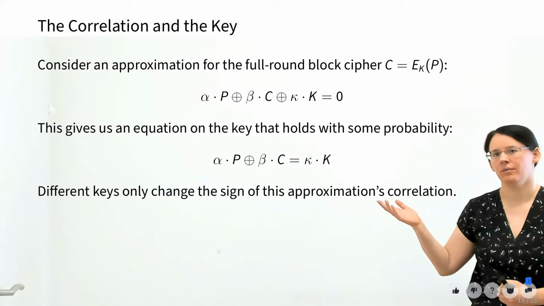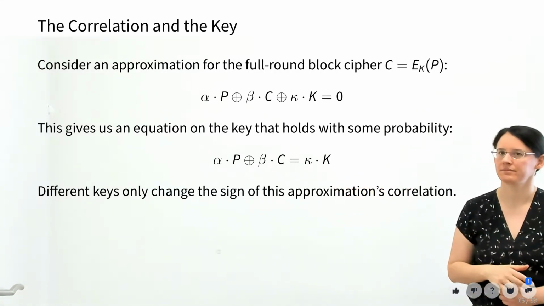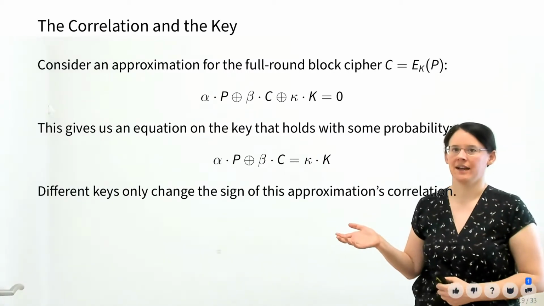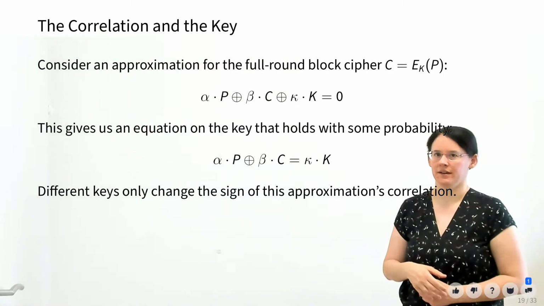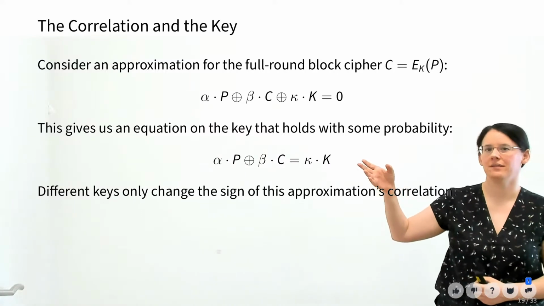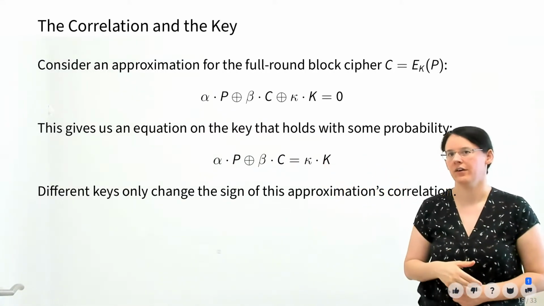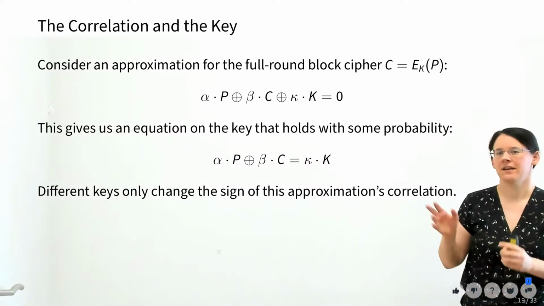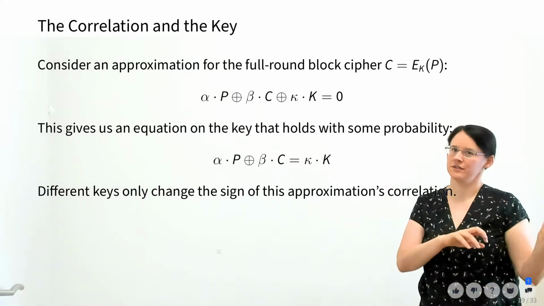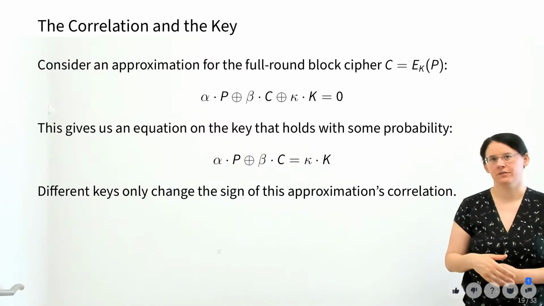And what changes about this equation if I look at a different key? The only thing that changes is the sign of the correlation in this approximation. So changing the key could correspond to XORing a 1 essentially here on the right hand side. That means everything is correct turns into everything is wrong, and 5 cases are correct turns into 5 cases are wrong, and so on. Meaning it changes the sign of the correlation.